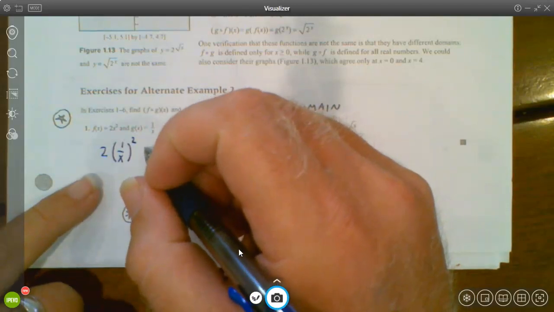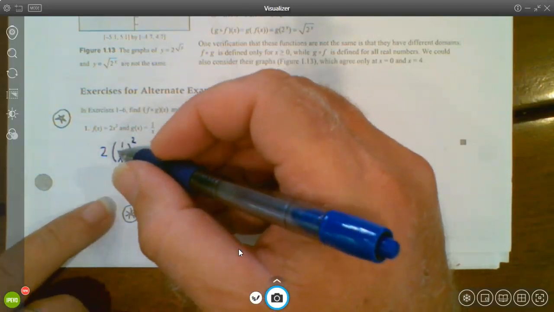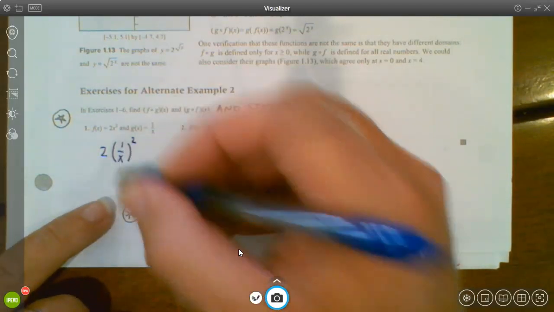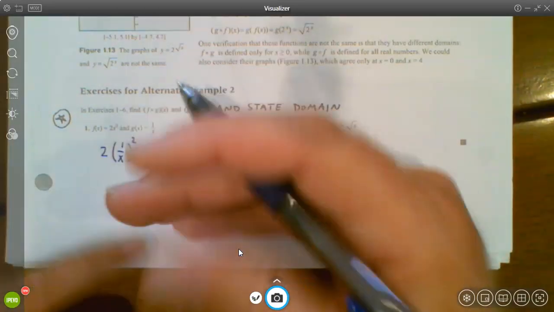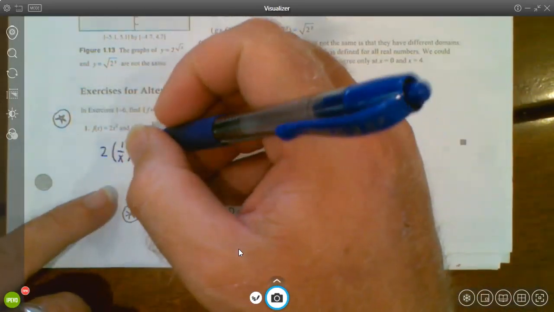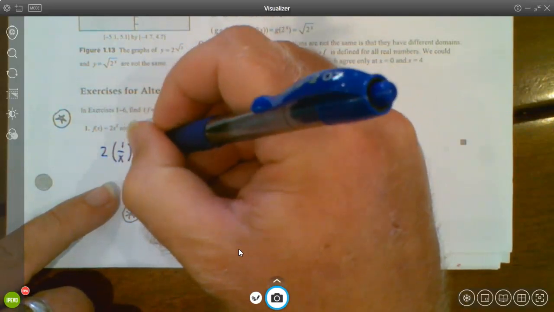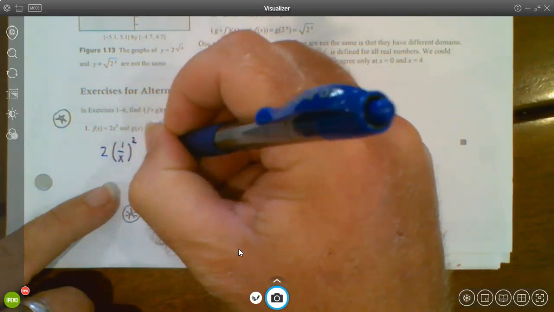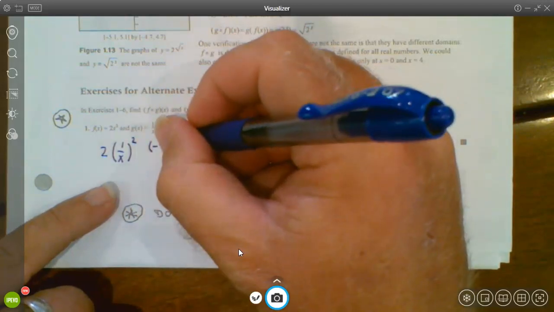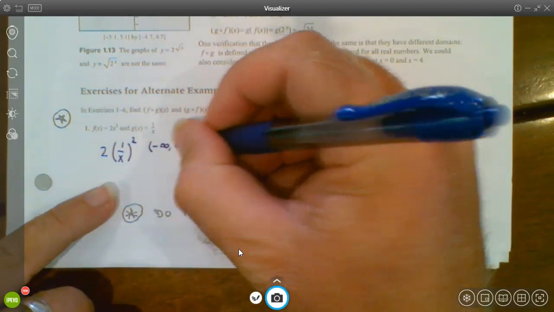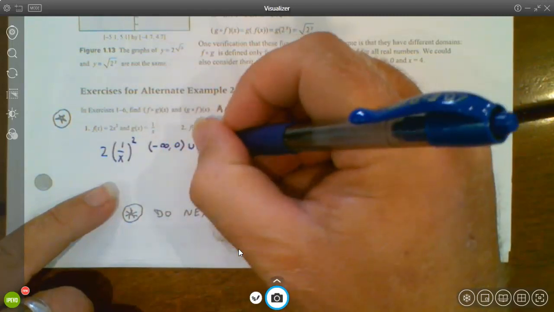As far as domain goes, just recognize the only issue here is we can't have that 0 on bottom, right? So it would be everything except 0. If we were to state the domain on that, we would say something like it goes from negative infinity all the way up to 0, non-inclusive, and we would union that with 0 to infinity.